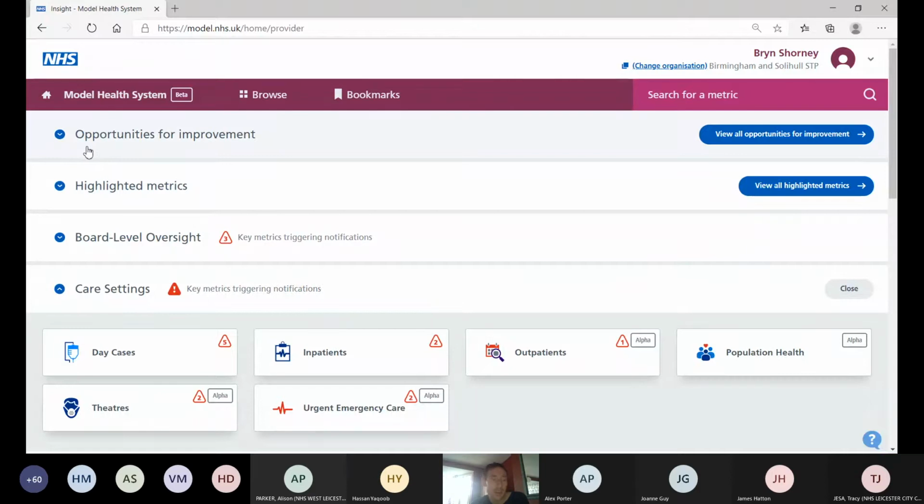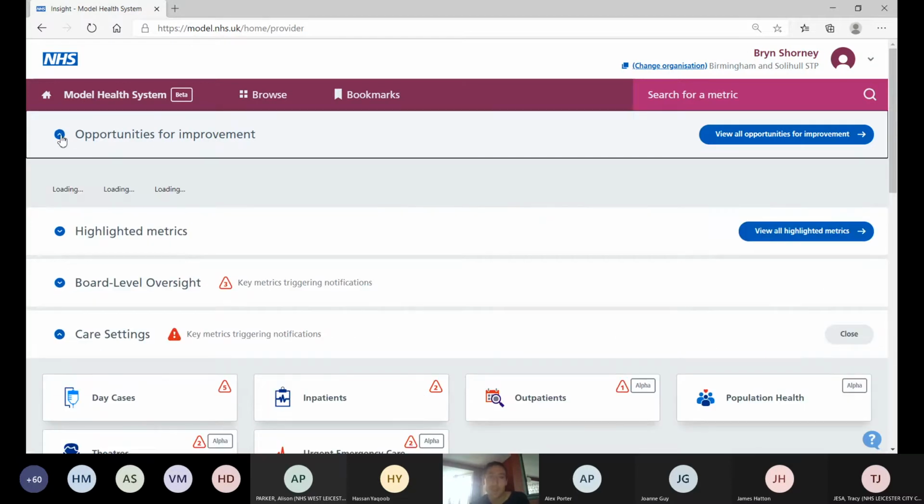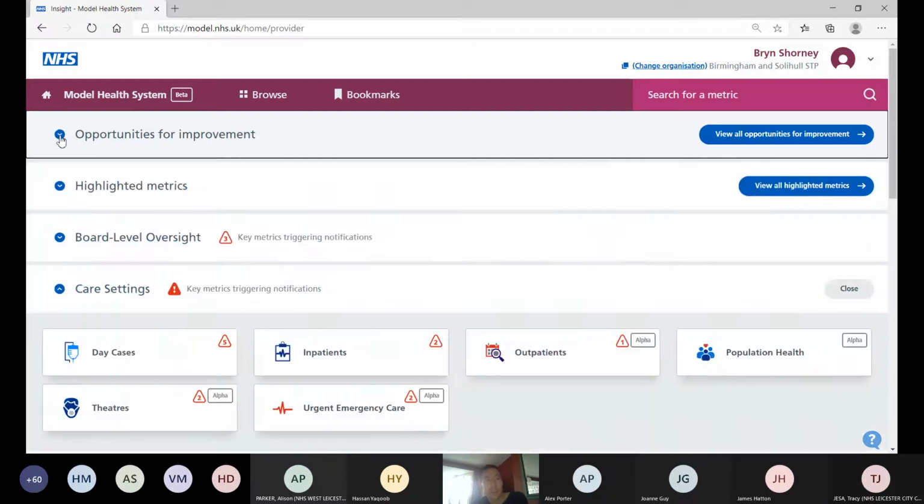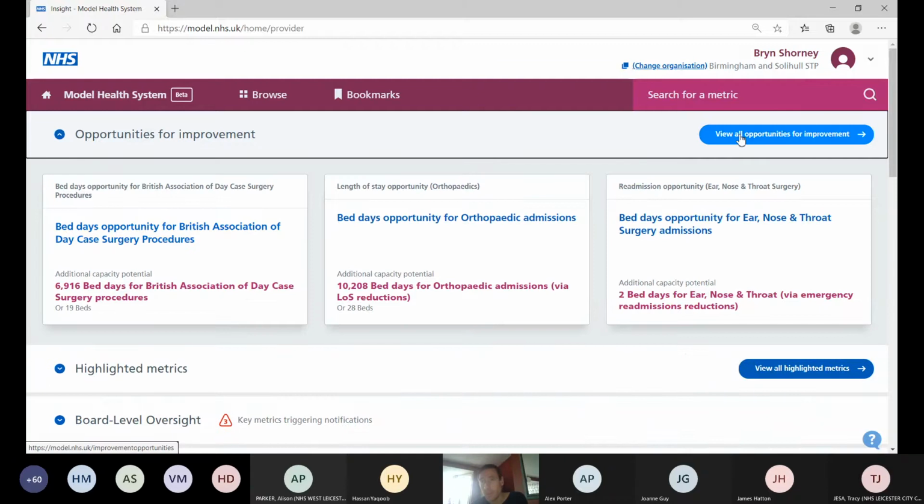This is very new, I think it went live just before Christmas, so it's very much a work in progress, very much a first iteration. More content is going to be added, and there's also going to be a significant amount of tidying up and improving the content and making everything more consistent between the different opportunities. You can click on that button just to expand that, but you can see this button here for view all opportunities for improvement.